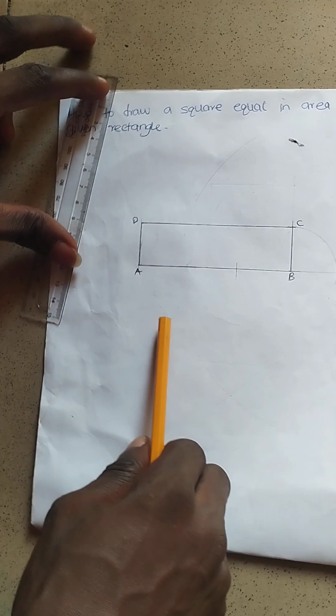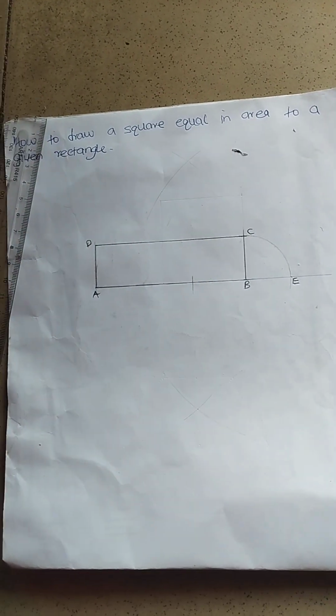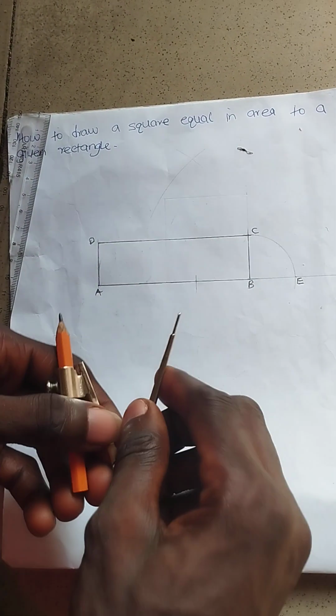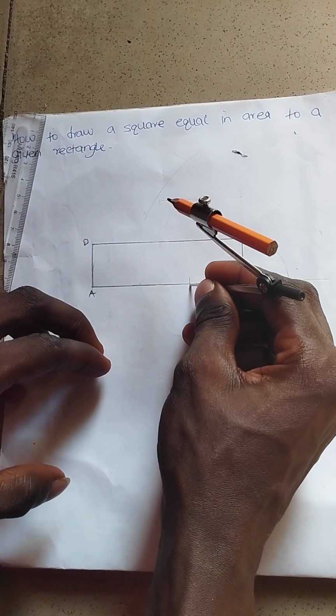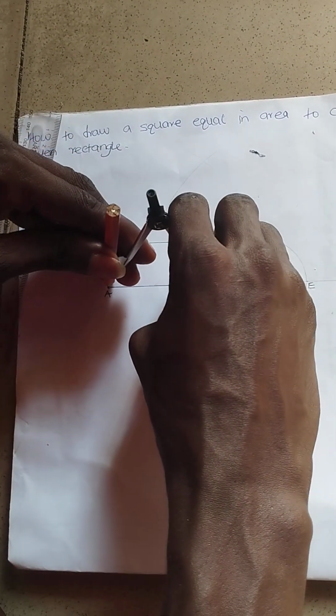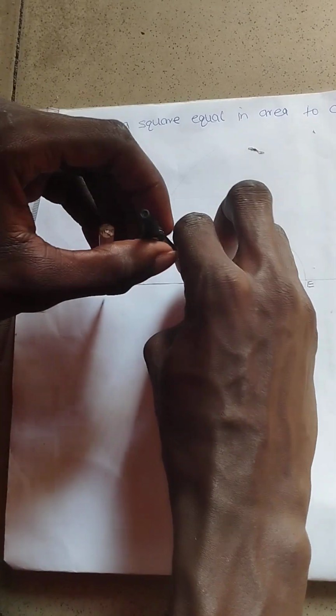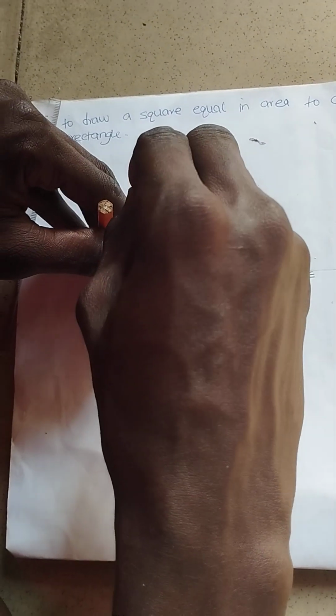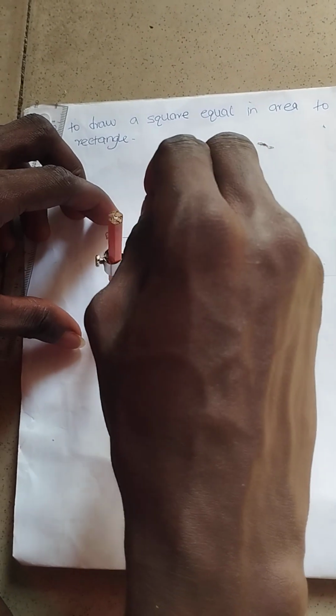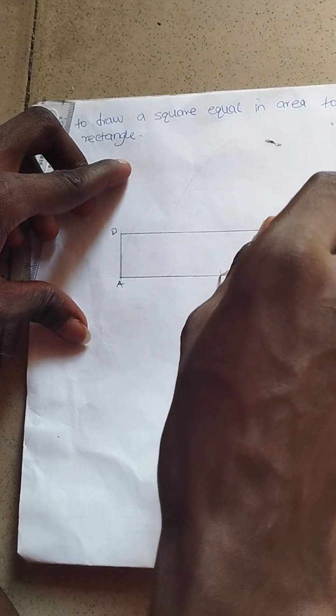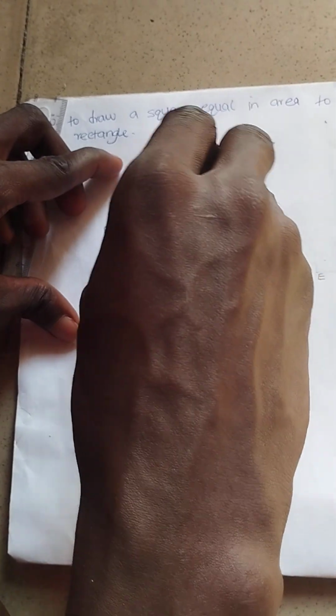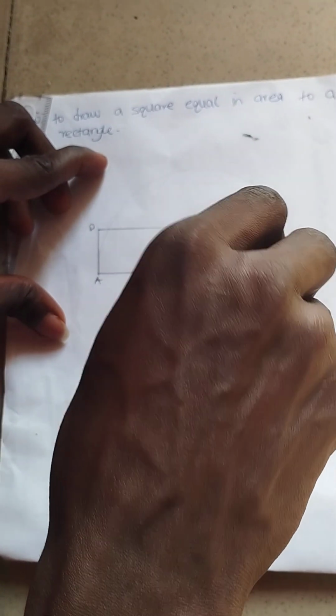Now the next thing we have to do is to draw a semicircle. Since we've gotten the middle, we pin it at that point. Open our compass to point A. Now draw a semicircle to meet point E. This is the semicircle that met point E.